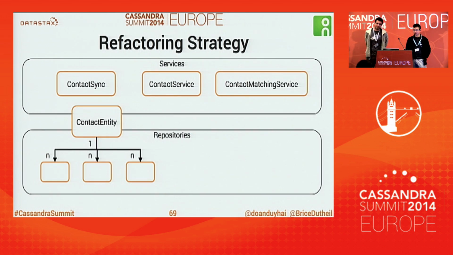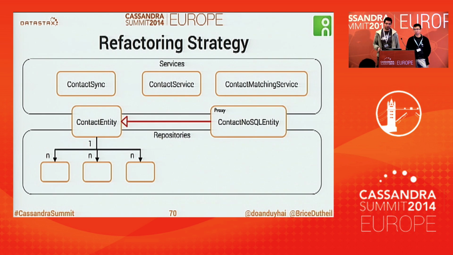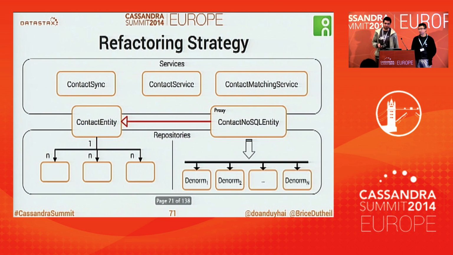So that slide depicts what we had. A contact entity used in a bunch of services. This contact entity has, as I said, several relations. The idea is to use an object that will act as a proxy. It's just to extend the contact entity for now. And this proxy will be projected into several denormalizations that will match our access patterns. Further on, we can refactor and remove things, but that's another story.